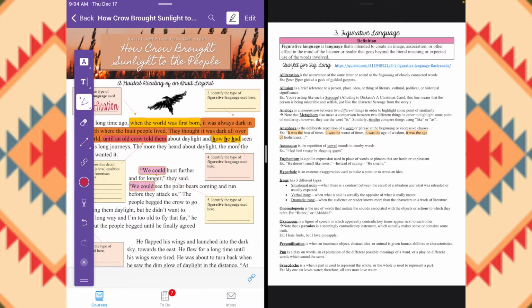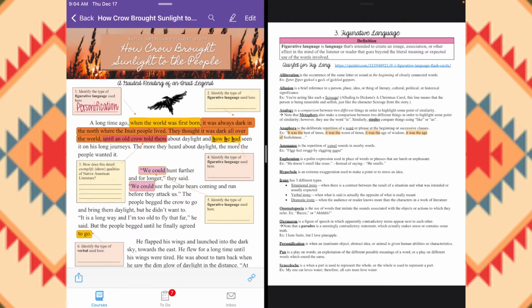Next up is also figurative language. Identify the type of figurative language used here. It was always dark in the north where the Inuit people lived. They thought it was dark all over the world. Okay, so here, this is when someone is using one small part to represent a whole, making an assumption about a whole based on one small part.